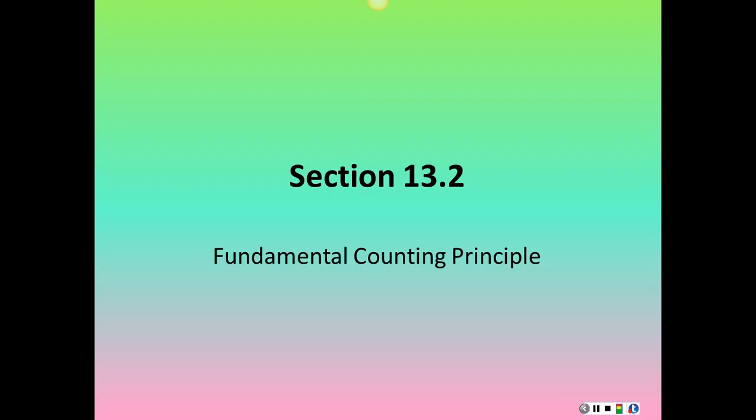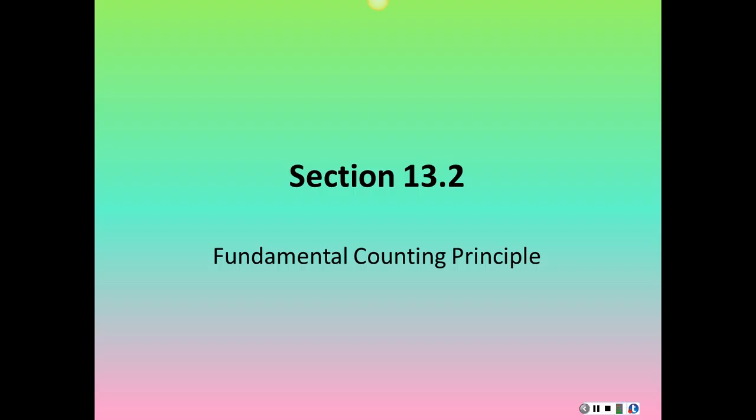The main premise, which was kind of hinted at in section 13.1, is that if we have so many options in a certain situation, the total number of options that we have is given by the product of the total number of choices that we have.